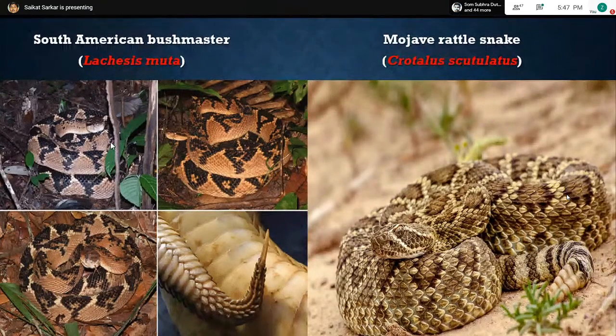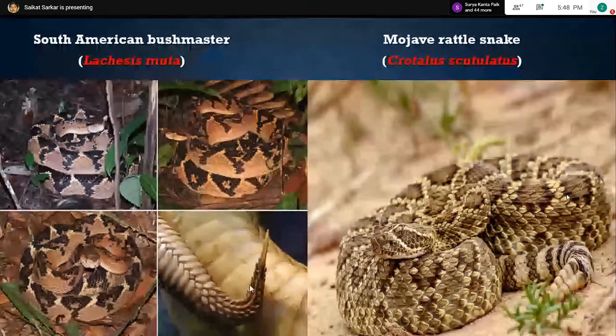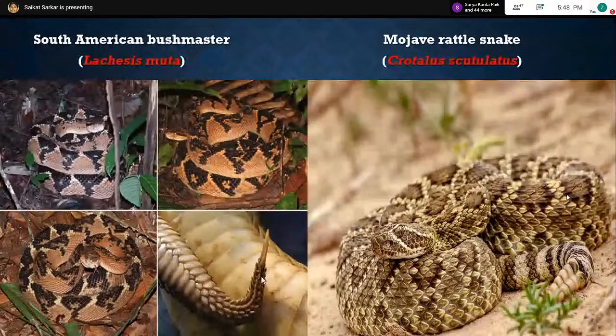Now, as you can see here, this is the tip of their tail. There is no rattle here, and the tail is not typical. Look at the tail of any viper; this is one viper that has this peculiar kind of tail. The scalation is not typical.